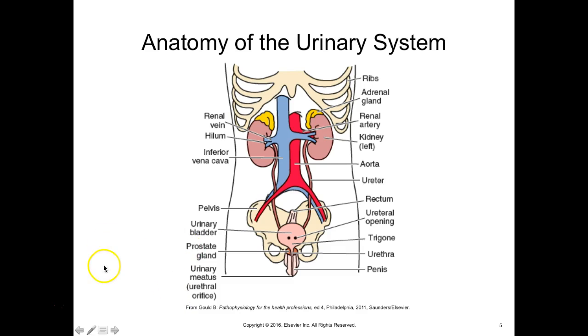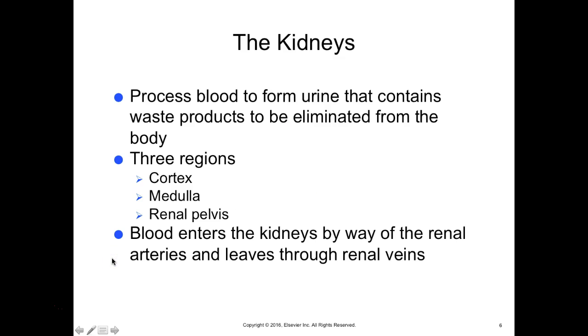So here's our structures. On top of the kidneys, you have the adrenal glands, which is part of the endocrine system. So those are actually separate organs. And then we have the kidneys. The right kidney sits a little lower because the liver is here. The ureters are here connecting, and then these are where the ureters attach. So this is where the part of the bladder is sliced away. And so the ureters attach very low on the posterior aspect of the bladder. And so the kidneys process blood to form urine that contains waste products to be eliminated from the body.